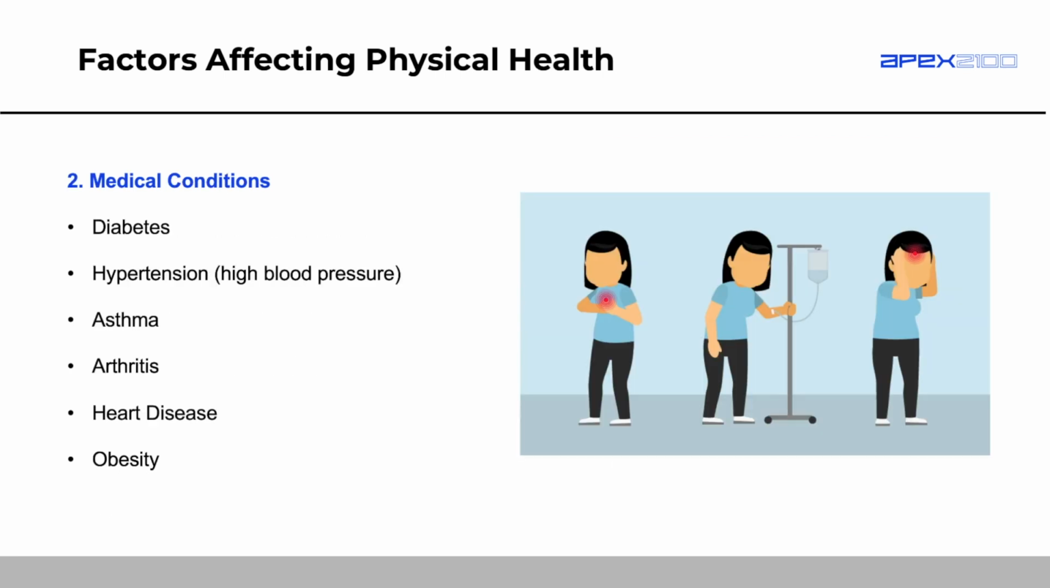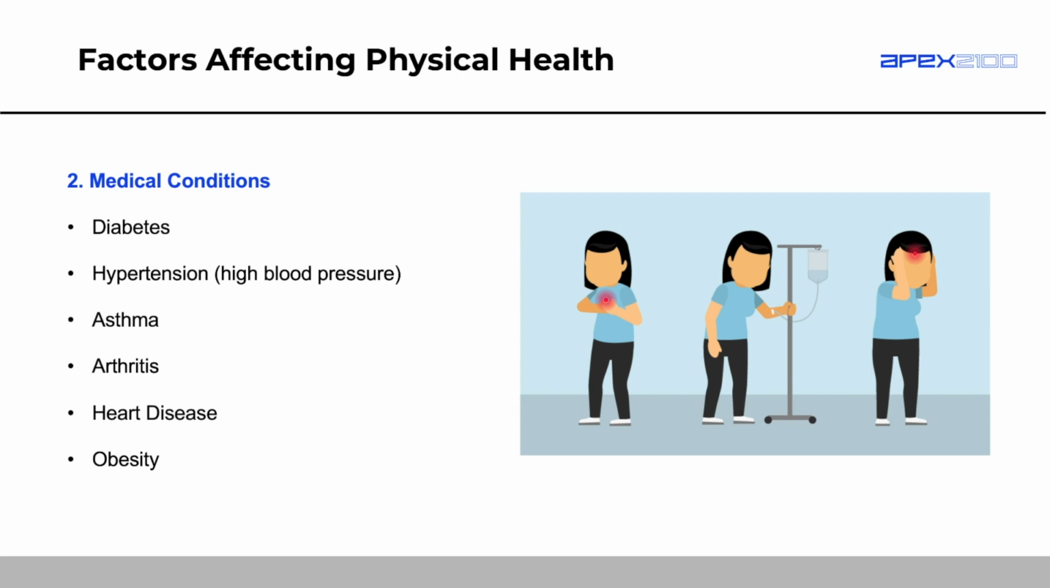The next one is whether or not we have any medical conditions. So diabetes can lead to high blood sugar levels, nerve damage, cardiovascular complications, and it impacts our overall physical health massively. We've got hypertension, which is high blood pressure. This increases the risk of heart disease and stroke, and potentially might lead to reduced stamina. So we might struggle to complete physical activity if we have hypertension.